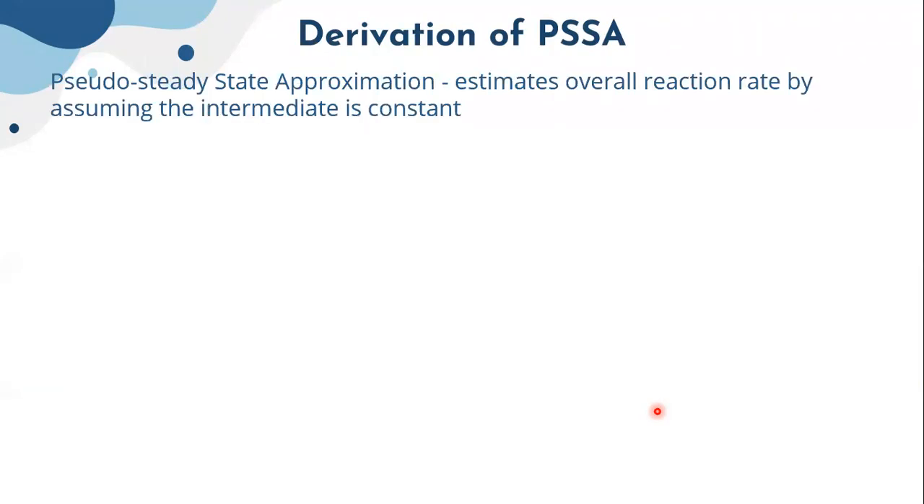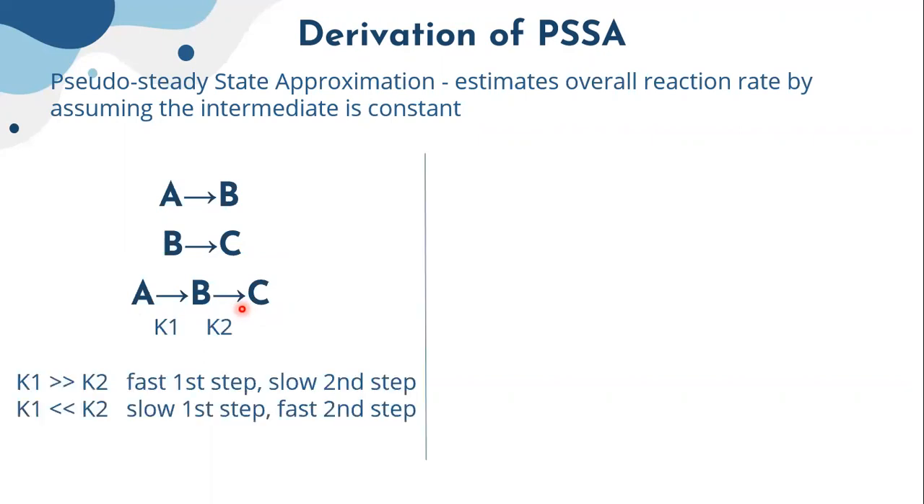So as a quick definition, here it states that the PSSA estimates the overall reaction rate by assuming the intermediate is constant. So in order to understand what this means, let's first summarize a few things. If we are given this following reaction mechanism here, or in other words, sequence of elementary steps, we can write it as follows.